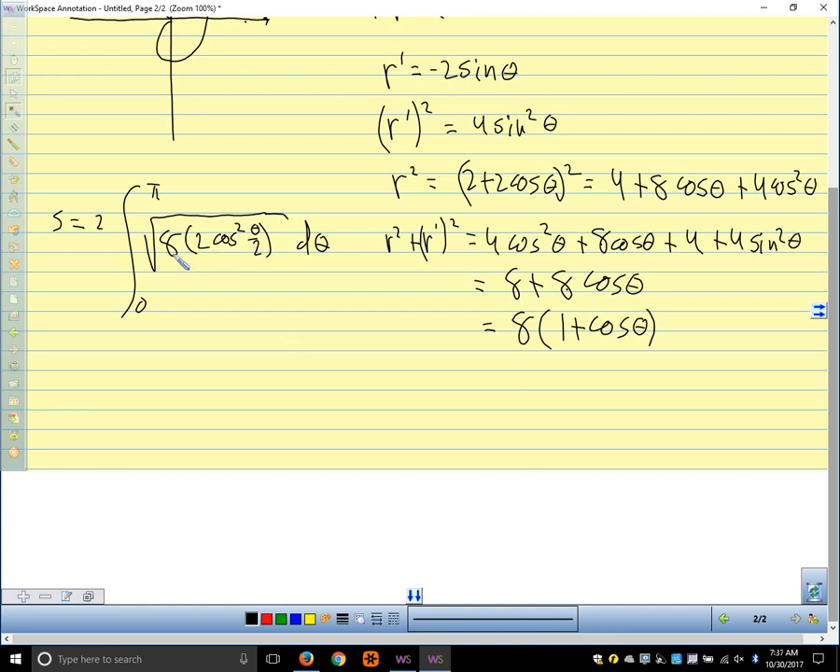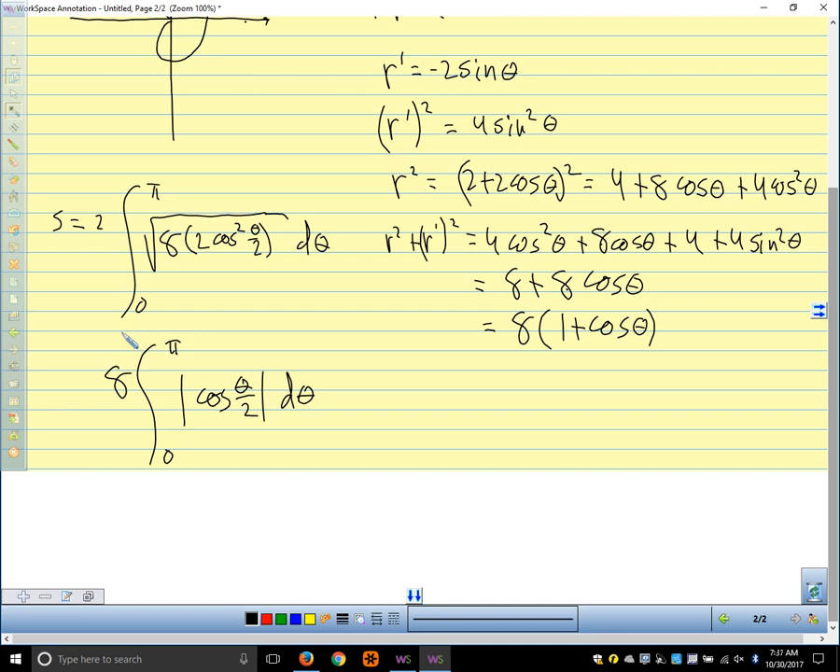So this comes out to be 8 times the integral from 0 to pi. I need to be a little bit careful here. The square root of cosine squared of theta over 2 is the absolute value of cosine of theta over 2. We need it to be positive. The square root of something squared is always positive. We took the square root of 16, which is 4. Multiply by the 4, and we get that 8.